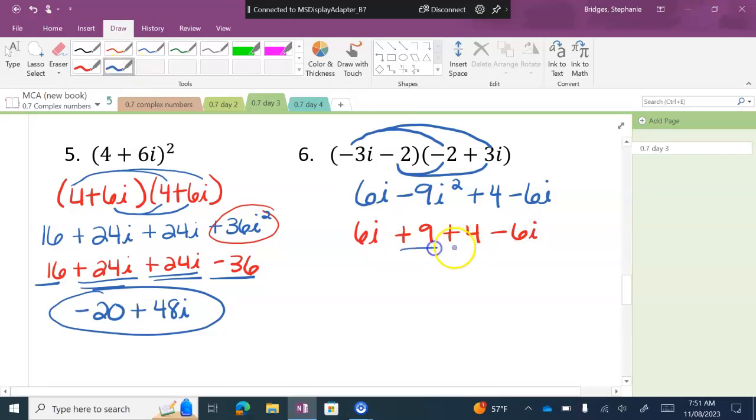Then real part and real part. 9 plus 4 gives me 13. And what do my imaginary parts actually do here? Cancel. Anybody have any questions with that? We got one more.